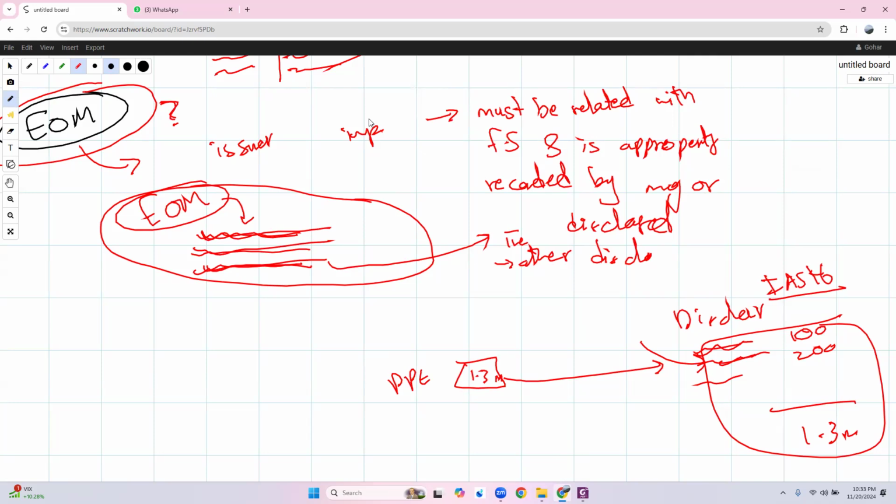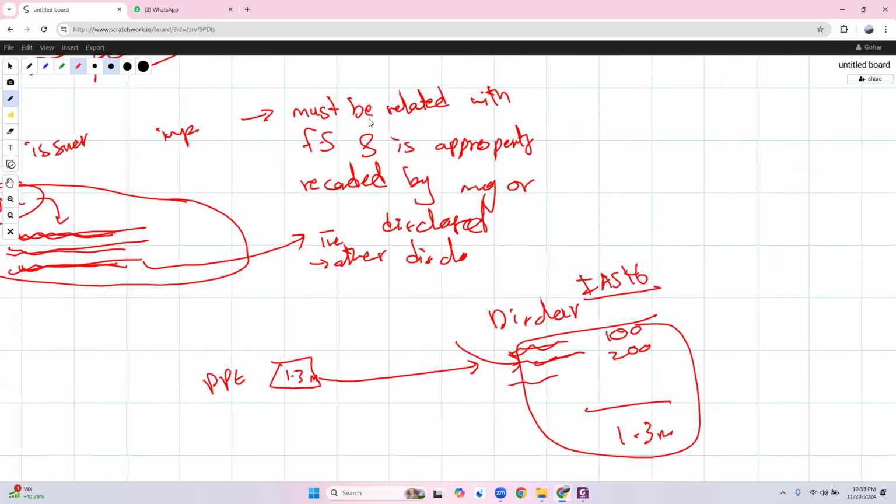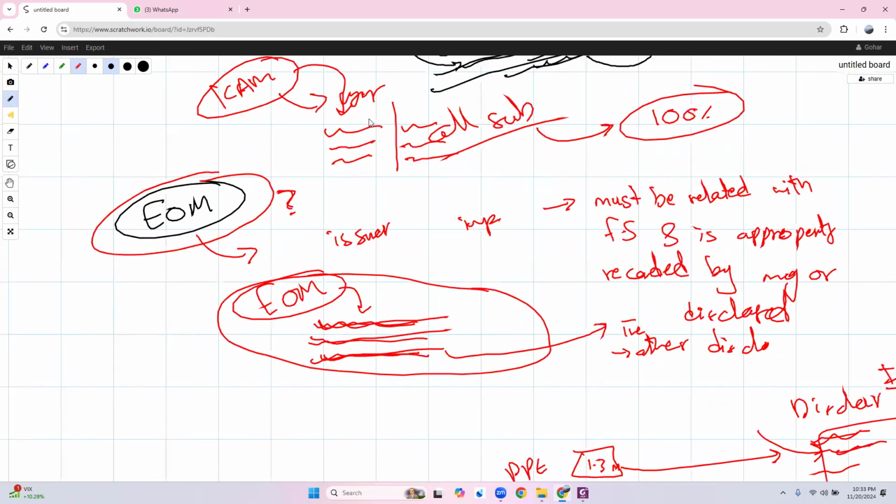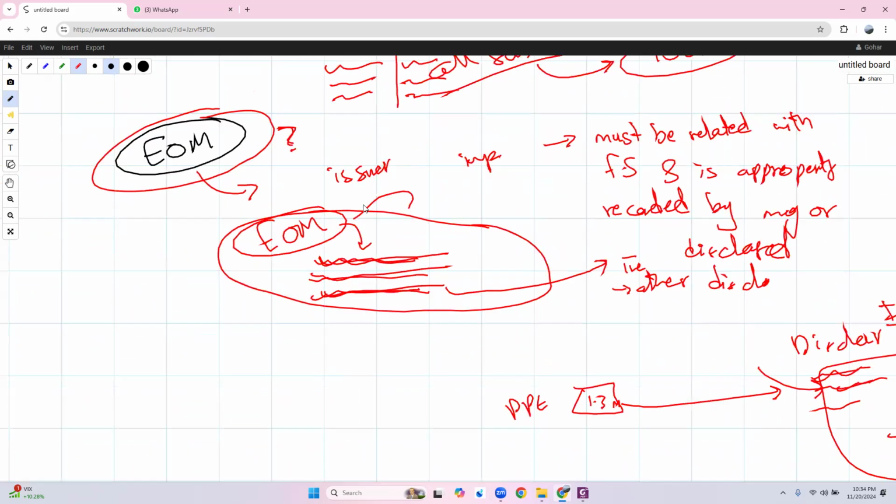My question right now from you as a student, if there is a material uncertainty relating to going concern, can we add that within EOM paragraph? No. No, because for that there is a separate paragraph. You are correct. Your answer is correct.